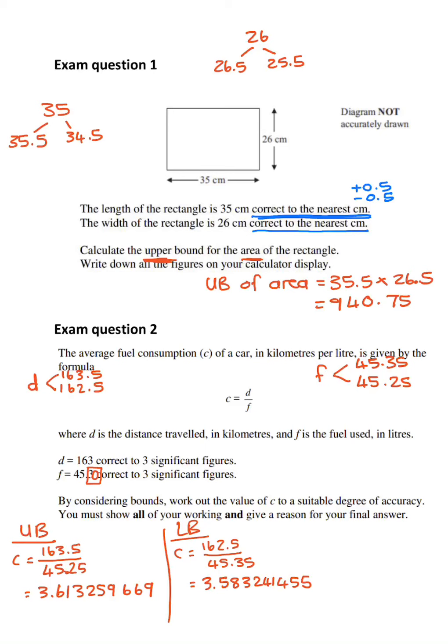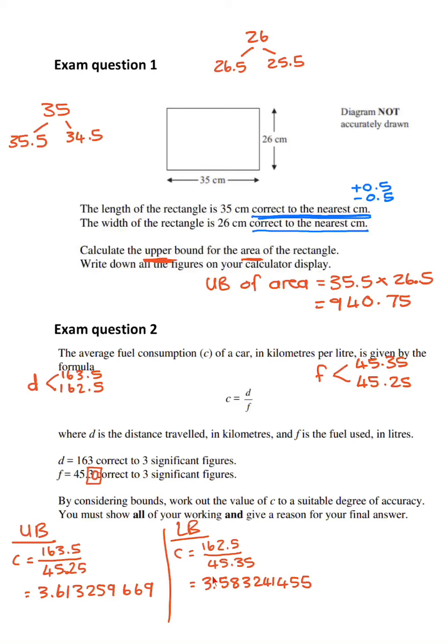Right, so the question didn't ask me to just calculate the upper and the lower bound. It wanted me to find a value for C, so just one value. So let's have a look at how to do it. If I round to one significant figure, I would get a 4 there, and I would get a 4 there. So I could say that my value for C is 4.